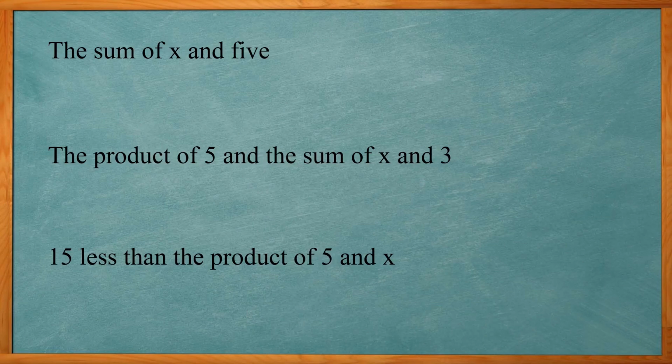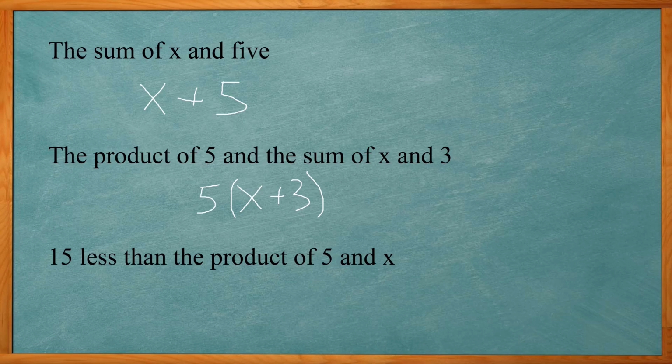So here, let's go through a few examples. The first one says the sum of x and 5. So remember, sum is addition. We have x and 5, so it's just going to be x plus 5. Next one says the product of 5 and the sum of x and 3. So it's going to be 5 times that sum. I'm going to do the sum first, which is x plus 3. And it needs to be 5 times the whole thing, so I'm going to put in parentheses. So 5 times the sum of x plus 3.